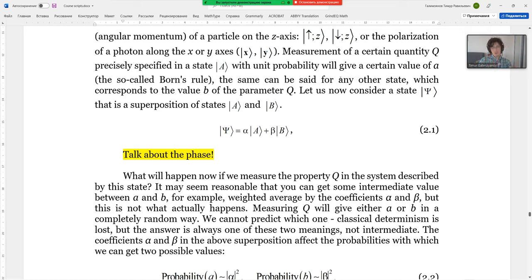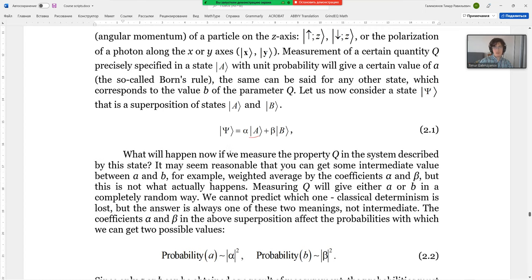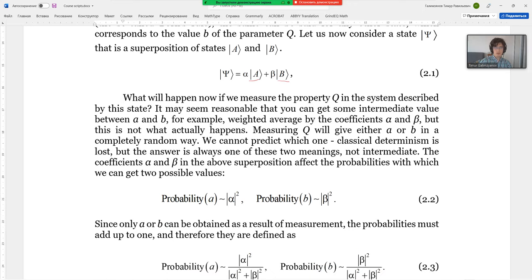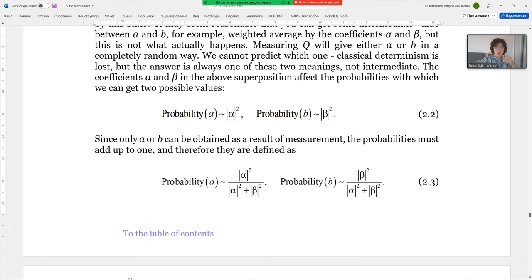We have the state of the system such that after the measurement, we can find the system either at the state A or at the state B. And we already know that the probability to find the system at the state A, so to measure some observable to be equal to A, equals the square of the absolute value of alpha. The probability of measuring the value B is equal to the square of the absolute value of beta, or vice versa.